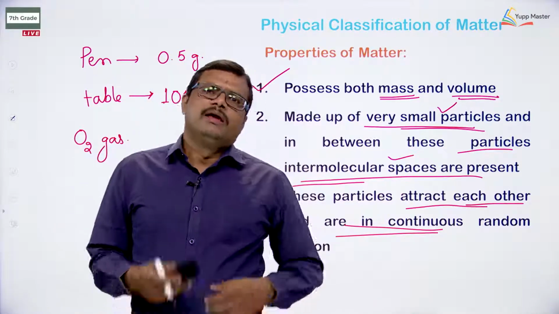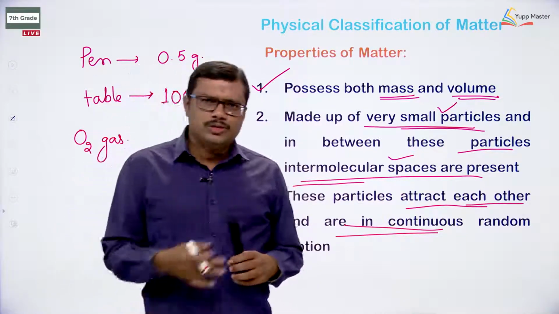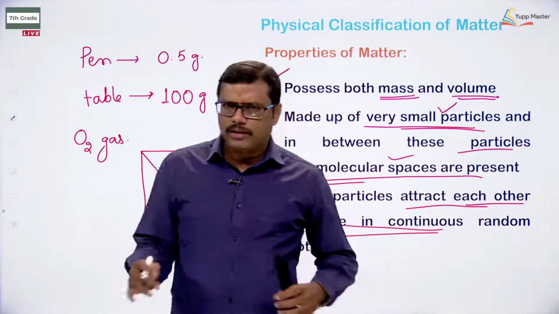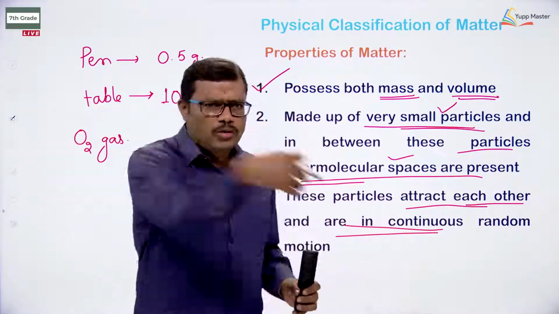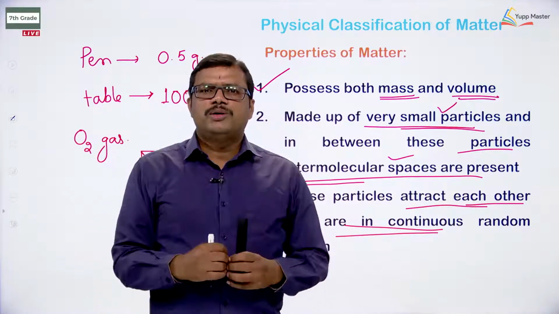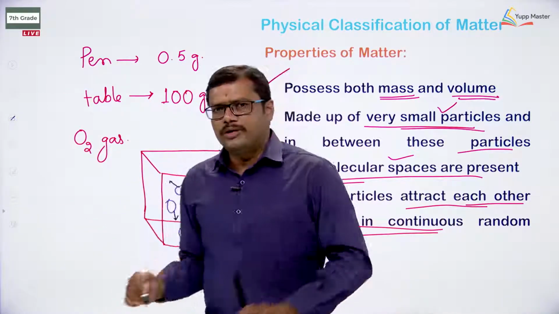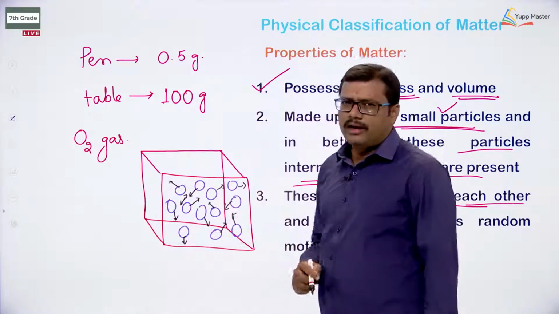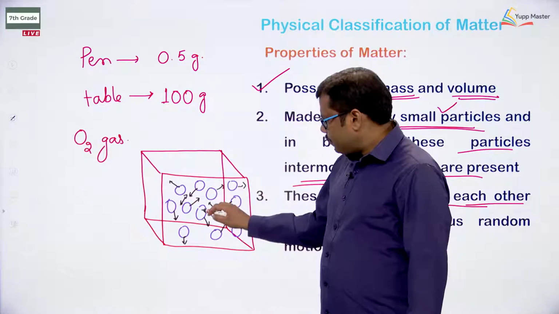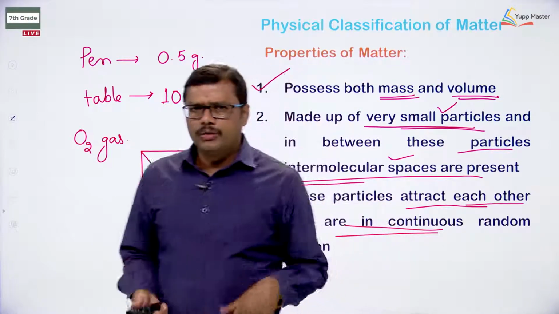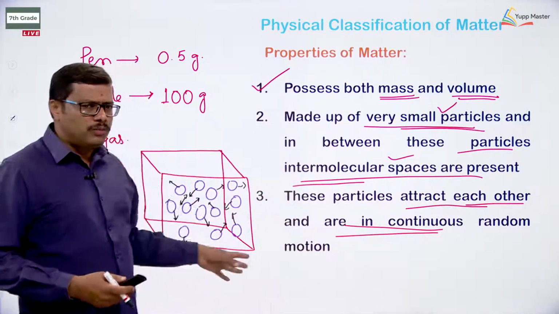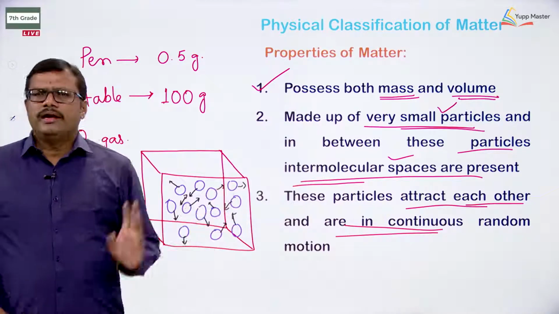For example, in your class, if all the students are not sitting in a silent position, and they are running in a zigzag motion from one corner to another corner, what happens? The students will collide with one another. The same thing is going to happen in the case of this matter as well. Here I have taken gas, so the gas molecules are colliding with one another during their motion. So continuous motion, random motion, not in a particular position.